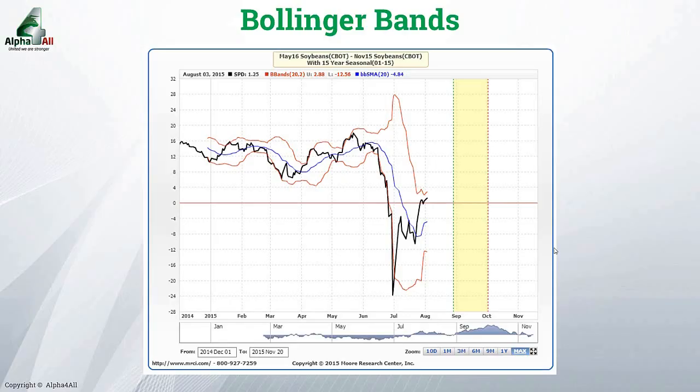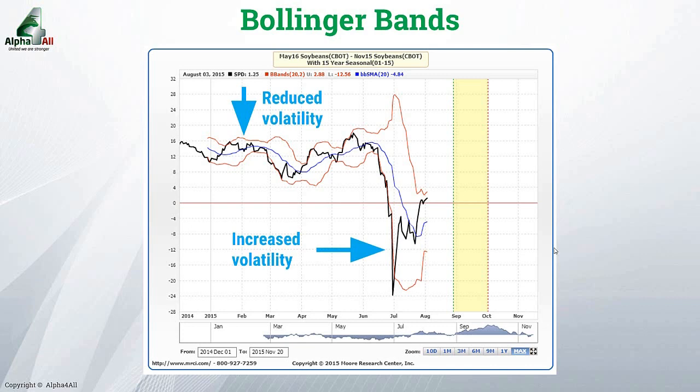For a further example, let's look at a chart of a spread on soybeans. Again, using Bollinger Bands, we can see periods of reduced volatility where the bands come together, and the periods shown by the widening of the bands where it is increased. This can help us identify what actions we want to take in opening or managing a position.